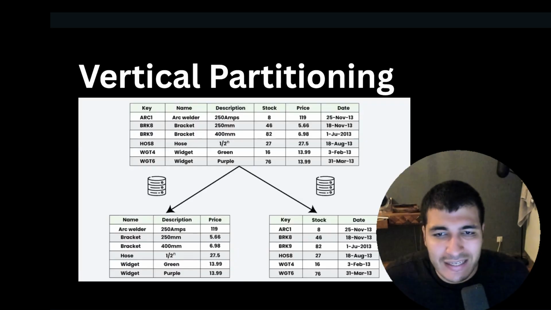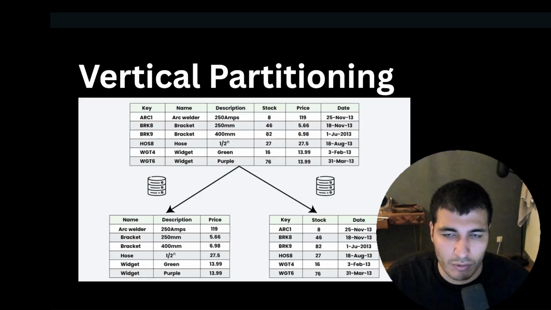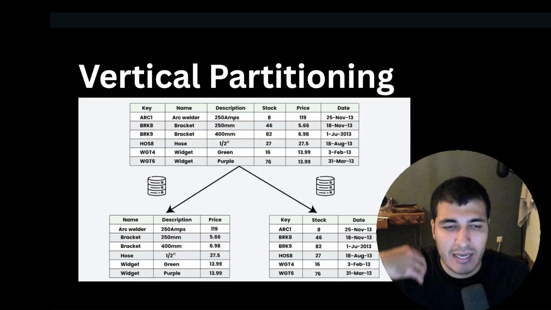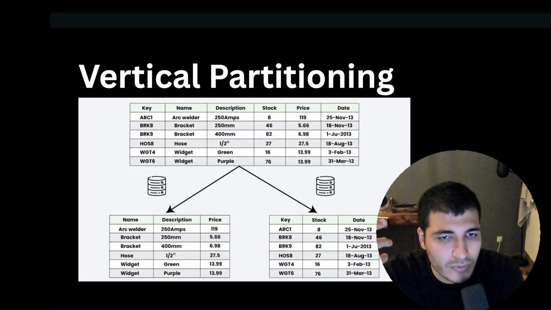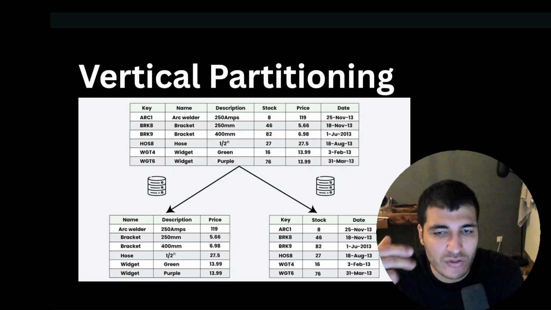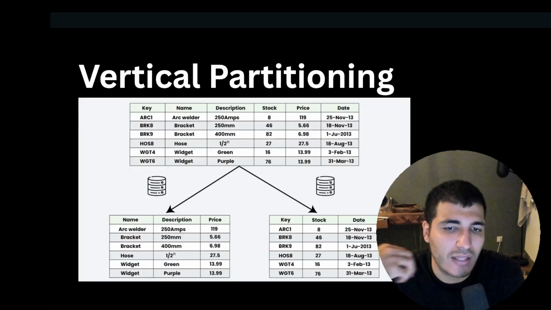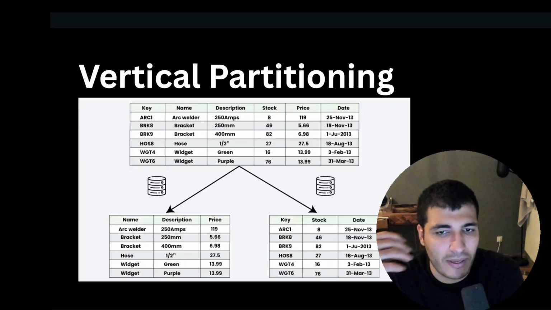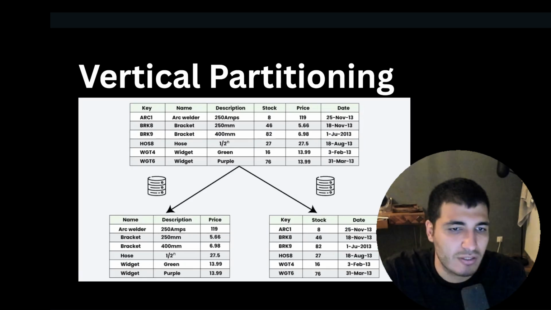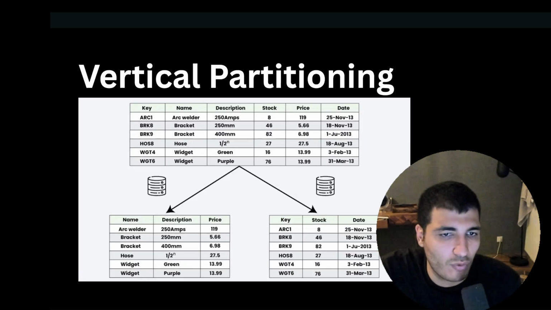If you have a clear subset of data that is queried very frequently and needs to be as fast as possible, vertical partitioning can help with that. It can also reduce the amount the database needs to read from disk for common operations.